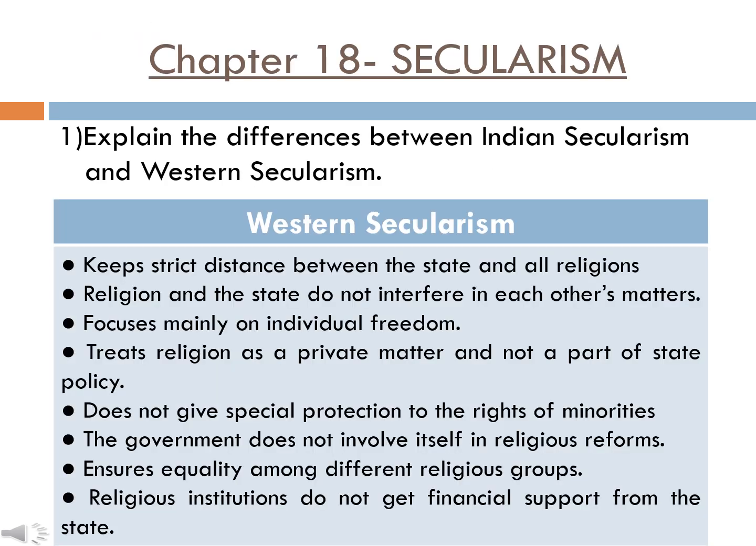Chapter 18: Secularism. First question: explain the differences between Indian secularism and Western secularism. First, here we are covering Western secularism. It keeps a strict distance between the state and all religion. Religion and state do not interfere in each other's matters, and it focuses mainly on individual freedom. Here, religion is treated as a private matter and not part of state policy. So it does not give special protection to the rights of religious minorities. The government does not get involved in religious reforms. It ensures equality among different religious groups. So religious institutions do not get any kind of financial support from the state.